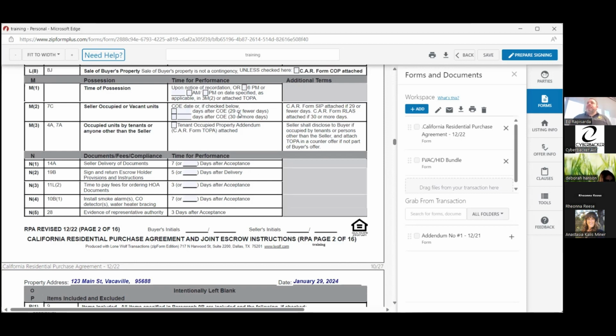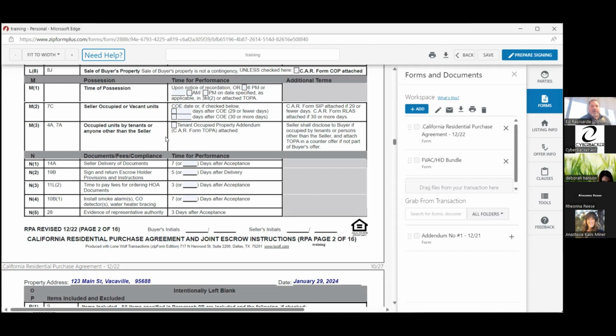Our question: what's the difference though between SIP and RLAS? Why is it a seller in possession rather than a lease? What's specific about that one day? Because once you're in possession 30 days, it creates a tenancy relationship, right? You become a tenant. So 29 days or less, it's a short-term rental, so there's no tenancy established. So 29 days compared to 30, that's why it's a license to remain in the property rather than a lease.